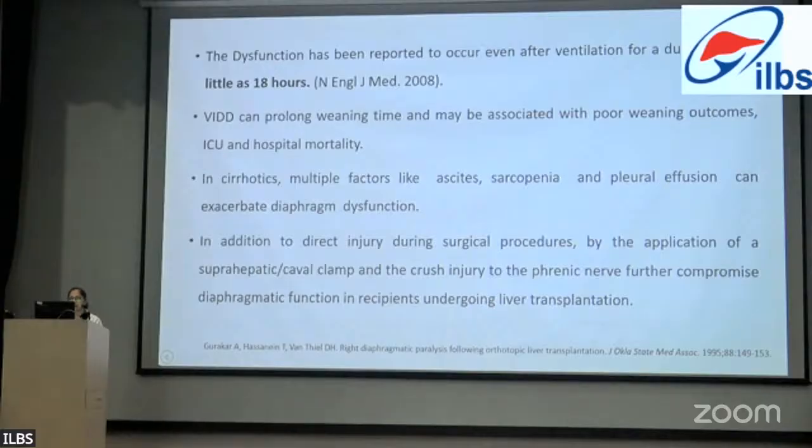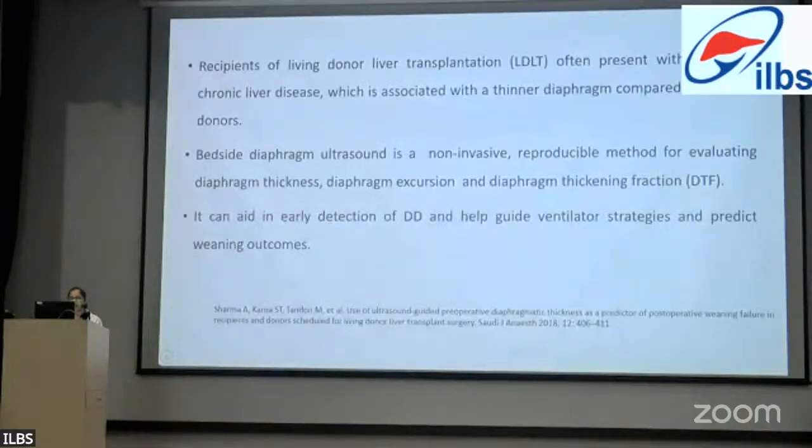In addition, there can be a direct injury during the surgical procedure by the application of a suprahepatic or a caval clamp, and the crush injury to the phrenic nerve further compromises the diaphragmatic function in recipients undergoing liver transplantation. Recipients of living donor liver transplantation often present with advanced chronic liver disease, which is even associated with a thinner diaphragm compared to healthy donors.